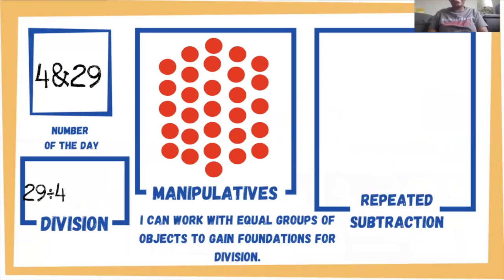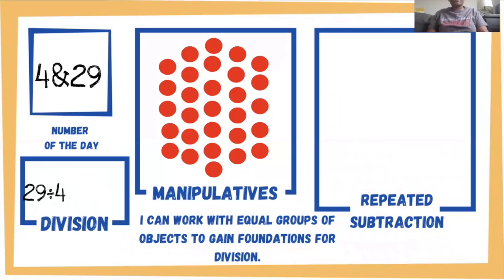All right, Middles, it's your turn. Let's take a look at our manipulatives and our number of the day. We have 2 numbers of the day. They are 4 and 29. And we're going to do a little bit of division. Our division problem is 29 divided by 4. And we are going to use what we know about equal groups to help us to understand division.